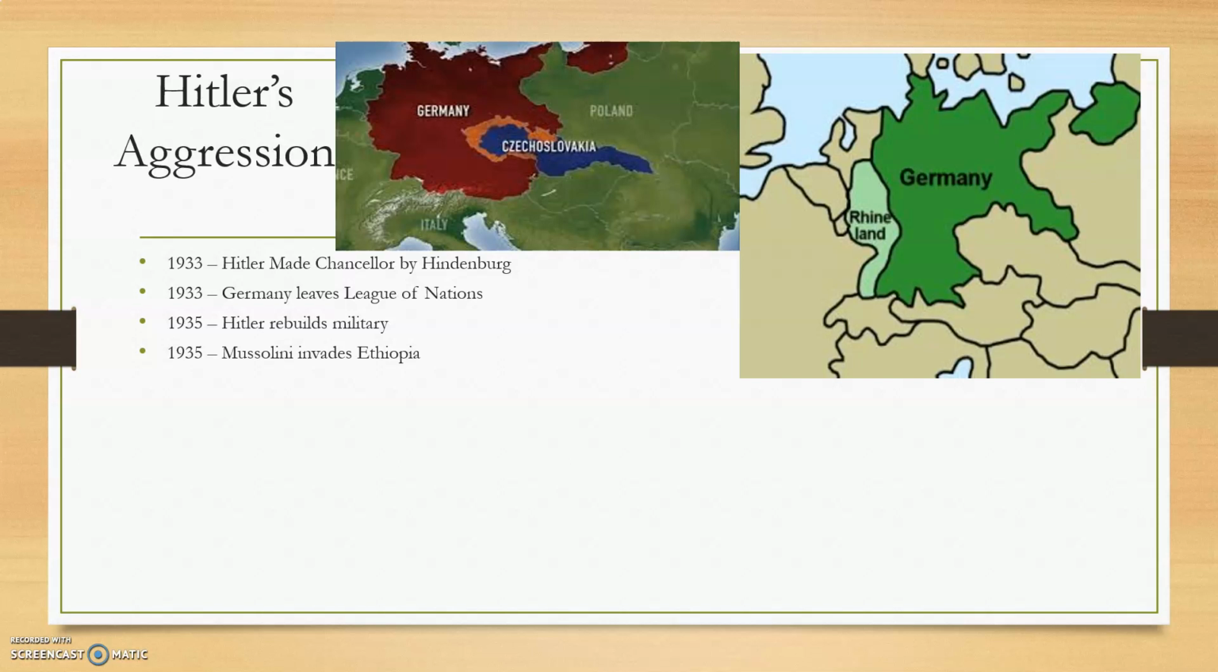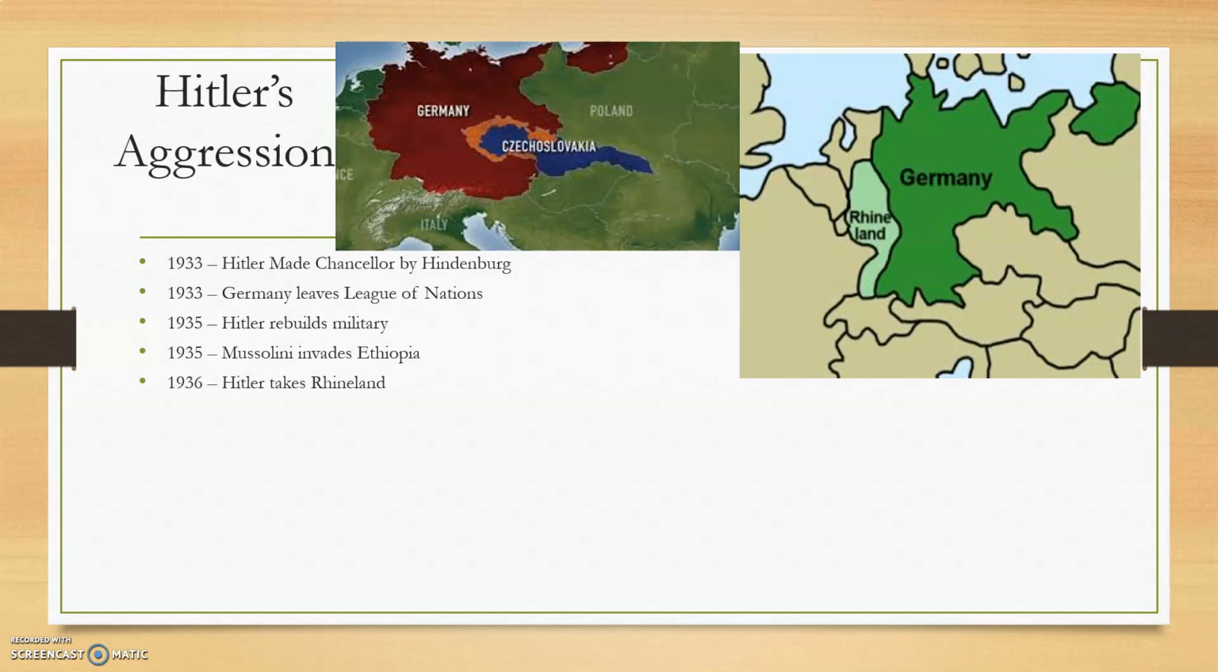Remember, Italy was upset from World War I too, because even though they helped out the Allies, they were not happy that they were basically left out of territory additions afterwards. So they're going to invade Ethiopia to try and take land for themselves. Again, no one does anything.